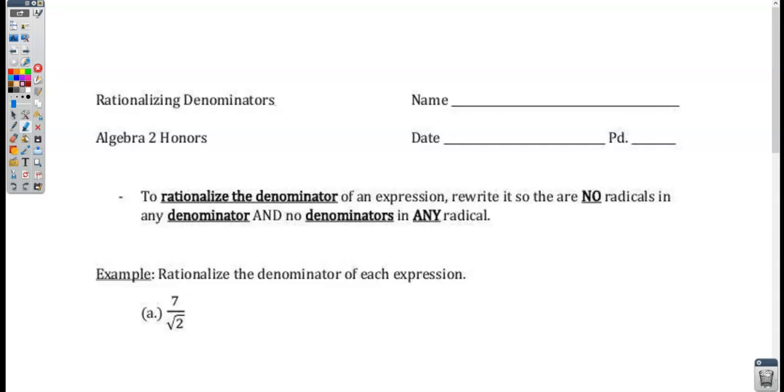Today we're going to talk in this lesson about rationalizing denominators. And so we start here with the initial statement of what it means to rationalize a denominator. The phrase rationalize the denominator means we're going to turn the denominator into a rational number value. And if you remember before, rational numbers can be written as either terminating or repeating decimals, but they can be written as a fraction of integers.